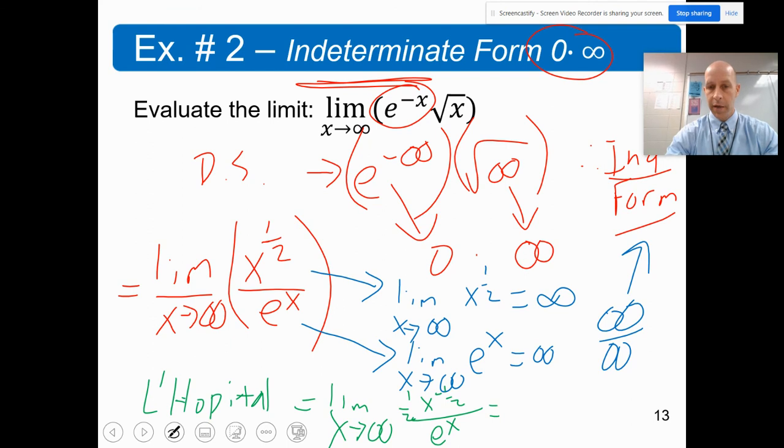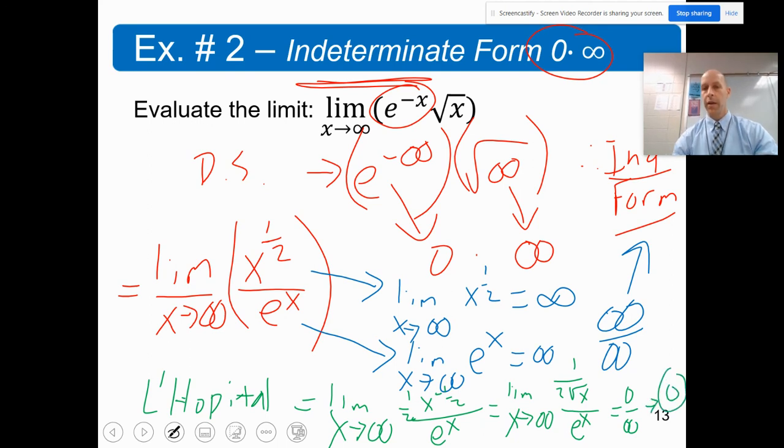So that is going to give me the limit as x goes to infinity of, and I'm going to go ahead and write this now as, 1 over 2 square roots of x over e to the x. Now when I do a direct substitution, I'm going to get 0 over infinity, which, by the way, goes to 0. So this limit is 0, and we will stop it there.